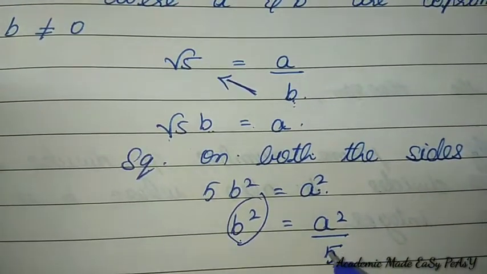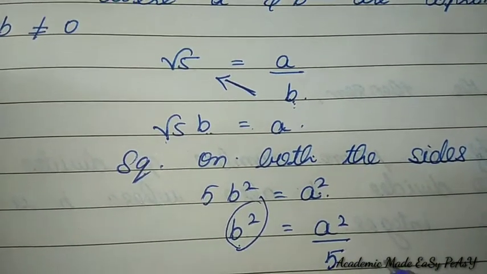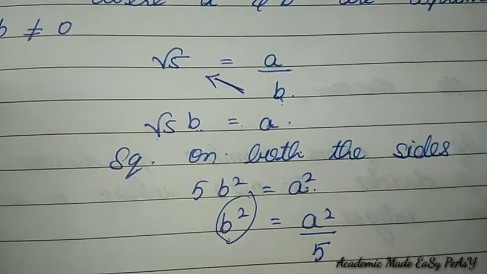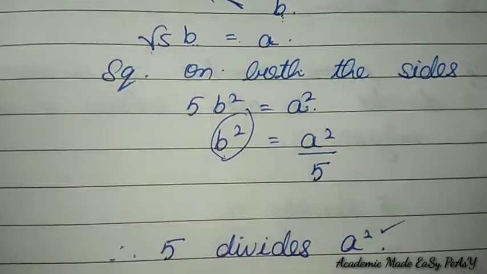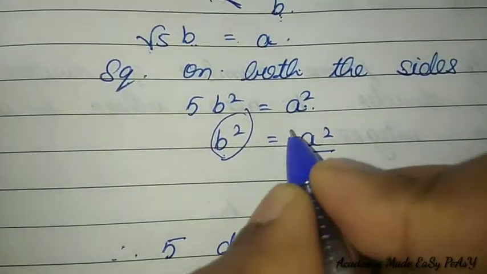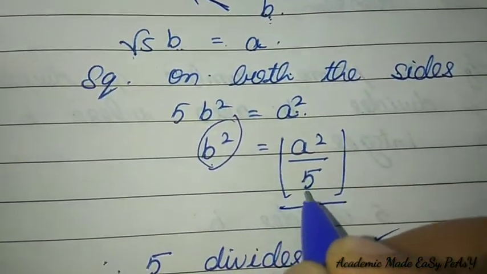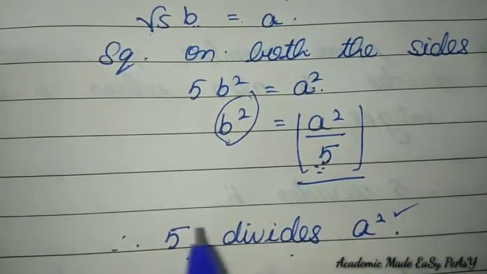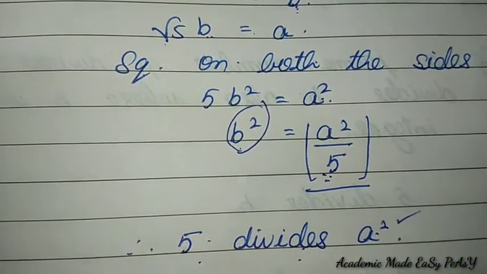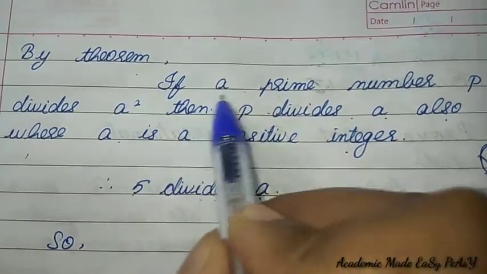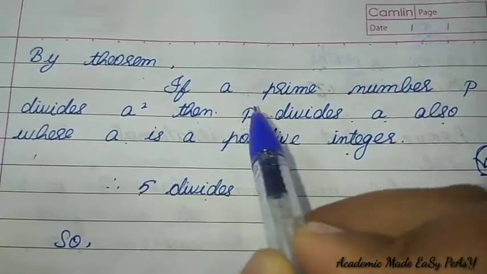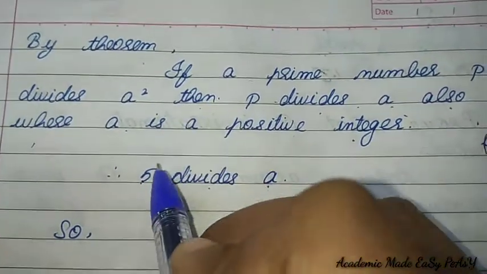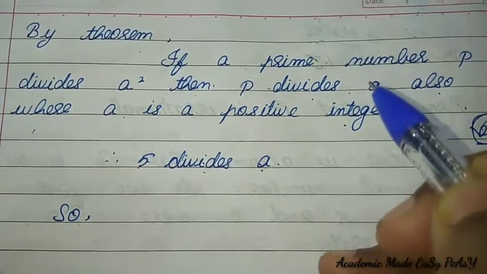Already I have stated a theorem that if a square is divided by some number p, then p divides a as well. Here a square is divided by 5, so it is divisible. Therefore I have written 5 divides a square. The theorem I already said: if a prime number p divides a square, then p divides a also, where a is a positive integer. So 5 divides a also.